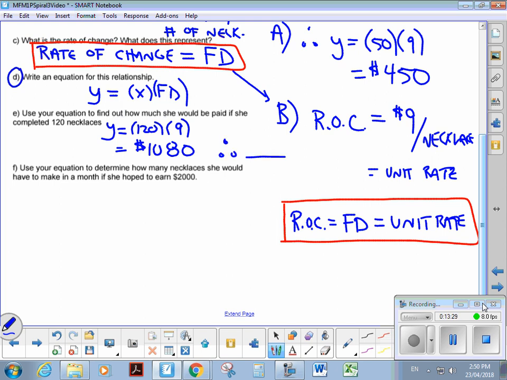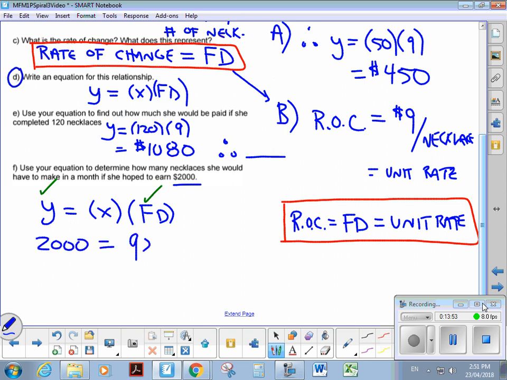And finally, use your equation to determine how many necklaces she would have to make if she wants to earn $2,000. Our formula is y equals x times first difference. I know the first difference is always 9. Now we're talking money, so the y value is 2,000. This is why we do solving equations already. So this would be 9x. 9 is your first difference. I always like writing the number in front. Makes more sense to me.